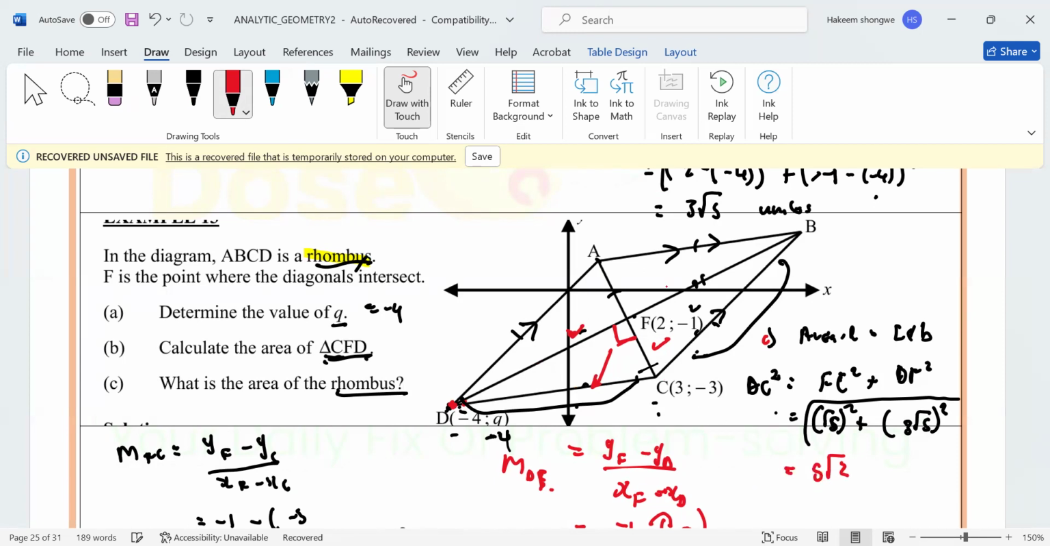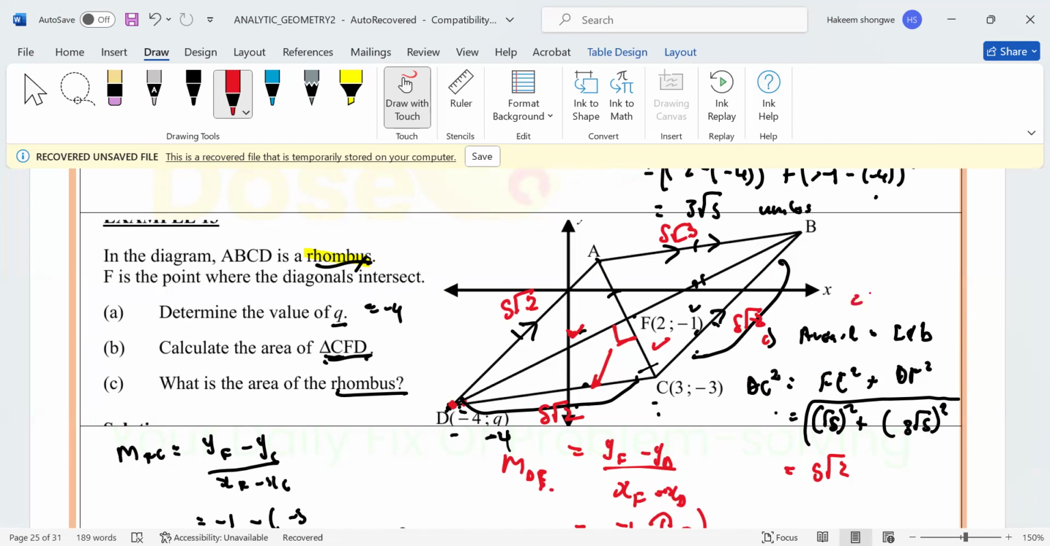Here's what I'm going to tell them. Look at this. This is 5 square root of 2, and so is this side, this side, and this side. But how do you know that side? Because this is a rhombus. If it's a rhombus, all sides are equal.